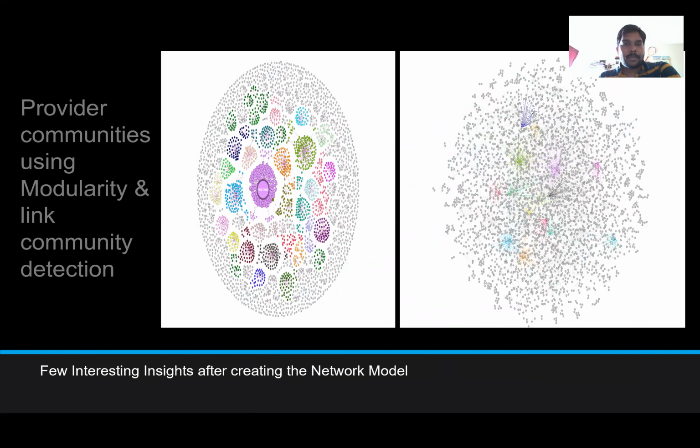Another result is the provider communities. The first picture shows the provider communities using modularity, where the nodes are partitioned based on modularity. In the second picture, the edges are mapped to the link community detection, the LinkCom attribute. The provider communities are clearly visible here. The middle one is a provider, and all the other nodes are the members getting services from the provider. All these providers having communities are more prone to committing fraud.